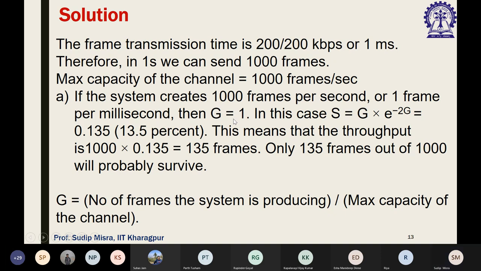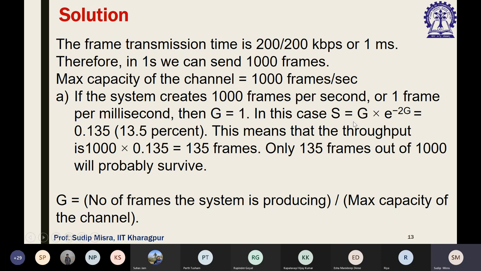How are you going to compute G? G is basically the ratio of the number of frames the system is producing to the maximum capacity of the channel. The maximum capacity of the channel is how much? 1000. The number of frames the system is producing is 1000. So 1000 is the input frames to the channel, and 1000 is also the maximum capacity of the channel, as we have computed. So the value of G is 1000 by 1000, which is going to be 1.